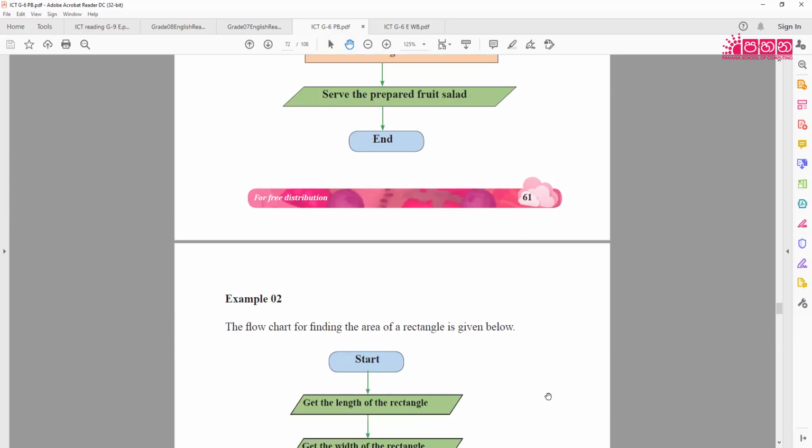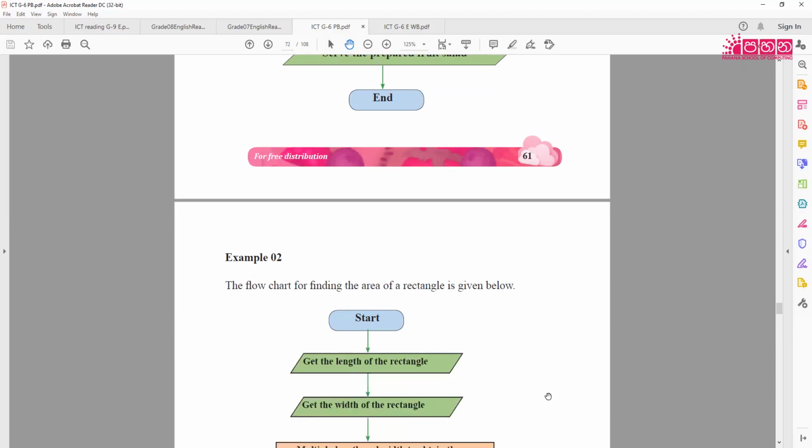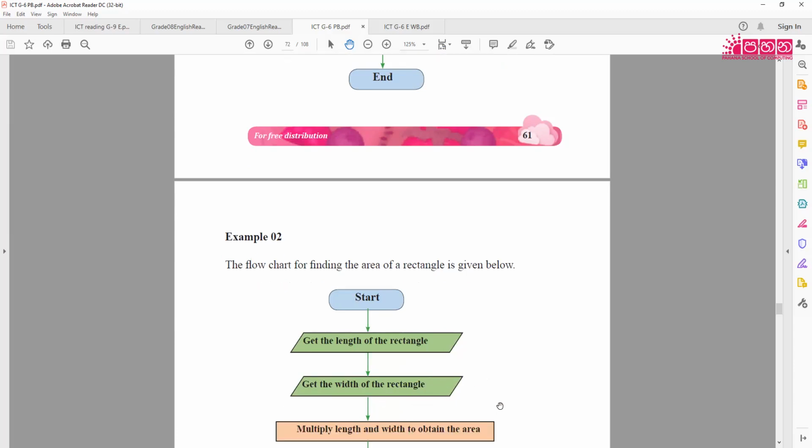So we have to get the length of the rectangle. You have to get the width of the rectangle. Please note the shapes we have used, right? So these are the shapes we need to use. And then the process will be to find out the area. We know that you have to multiply the length of the rectangle with the width of the rectangle. So simply we can say, area is equal to length times width.